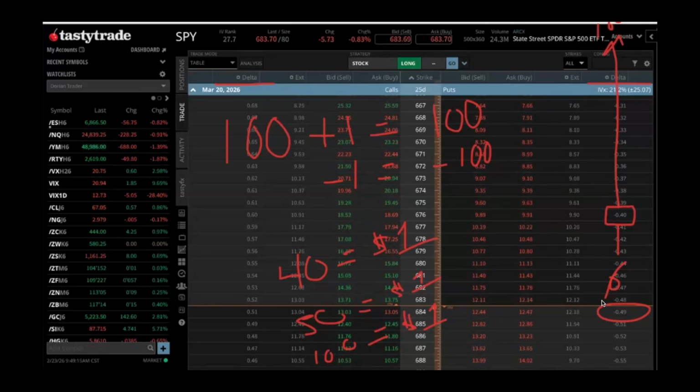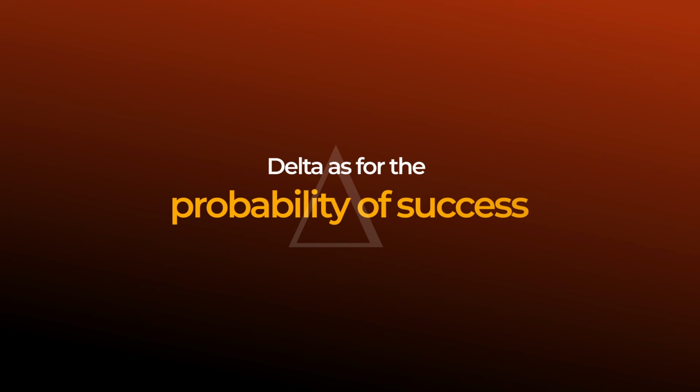So what you want to know is what is your risk when you are initiating a trade at a delta level, and then what is your risk throughout the trade? Because it will change. It's going to improve or it's going to worsen. You want to understand this at the highest level you can possibly understand it. Delta as for the probability of success.